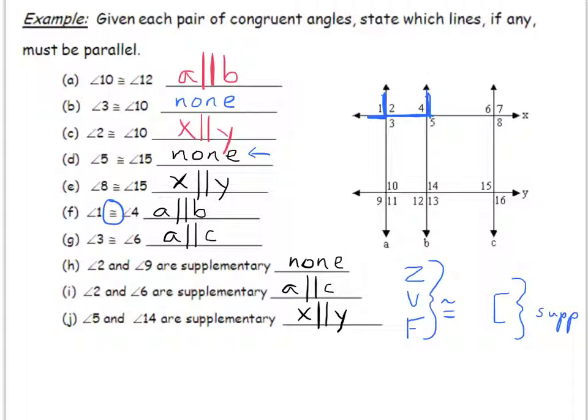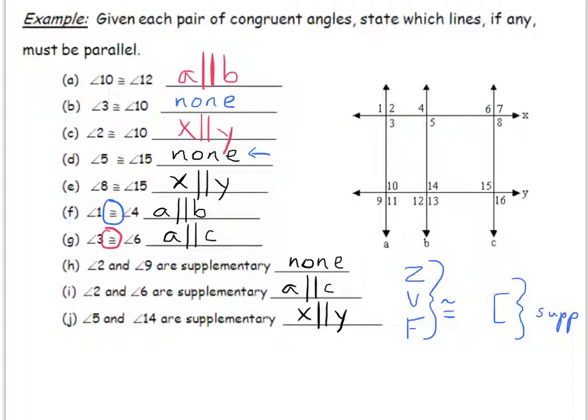G, angle 3 and angle 6. If we're taking a look at angle 3 and angle 6, those two angles might seem a little far apart, but these actually make the letter Z, and we do have congruent, which is good. And the two lines that should be parallel are A and C because the transversal was X that was shared.